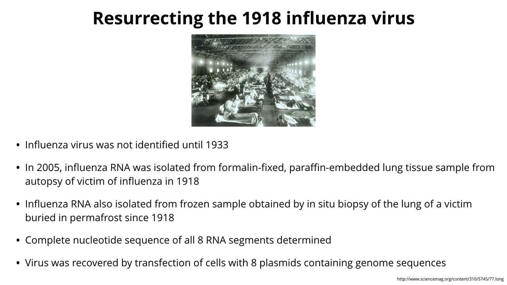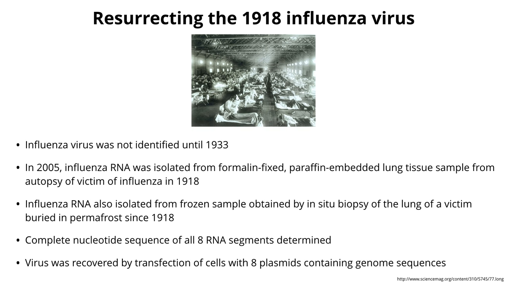In 2005, viral RNA was isolated from lung tissue samples that the Army had kept. A lot of the people who died of Spanish flu in 1918 were in the Army. So the Army took samples of their lungs and they preserved them in paraffin. And these investigators took pieces of those and determined the RNA sequence from those pieces.